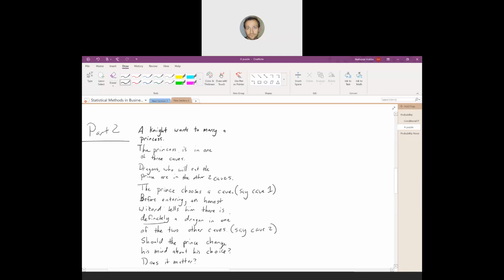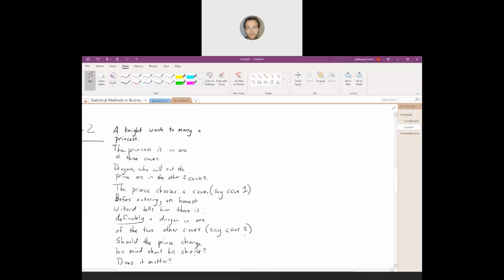Should the prince stay with his current choice of cave 1? Should he change his mind and choose cave 3? He does not choose cave 2 because this wizard is honest. He's telling you the truth. So that is the setup.